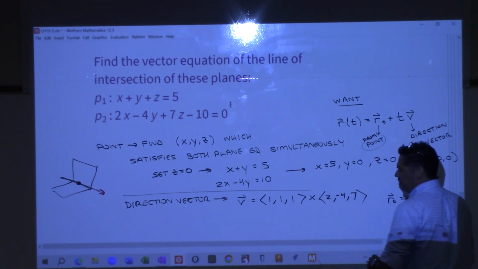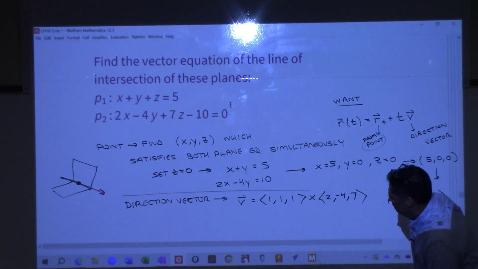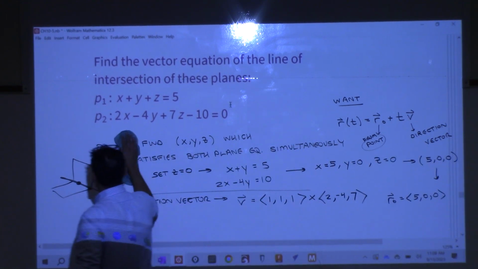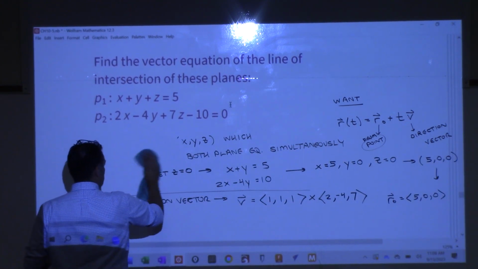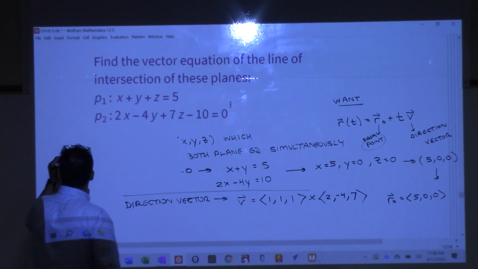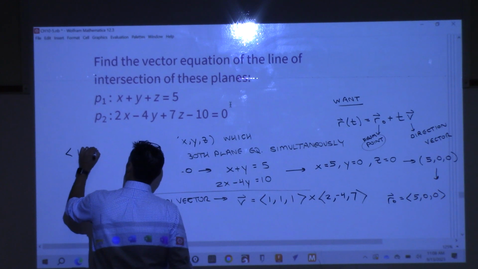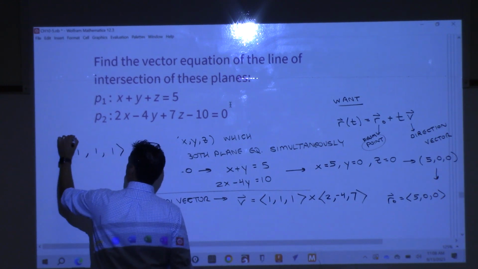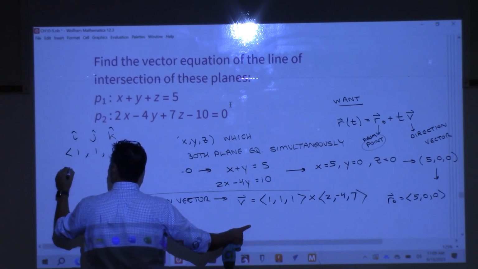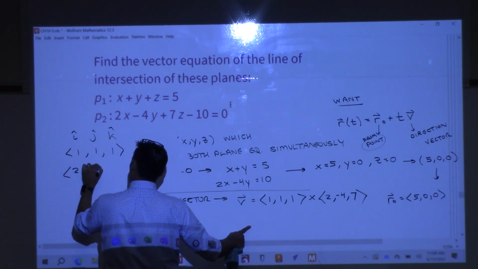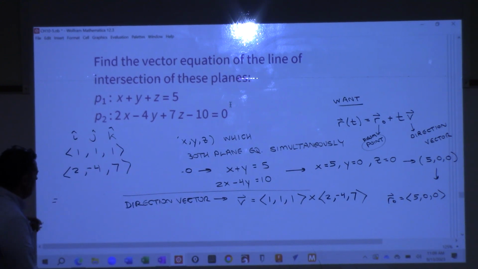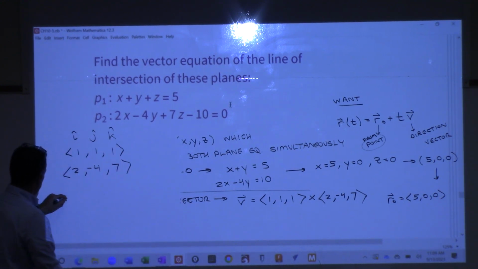And did I cross that already? I think we did. Let's cross it, just for fun, just so we remember how to do crosses. I'm going to do 1, 1, 1. Remember I did this i hat, j hat, k hat thing? And then 2, negative 4, 7. And then our answer, our cross product, is going to be a vector.